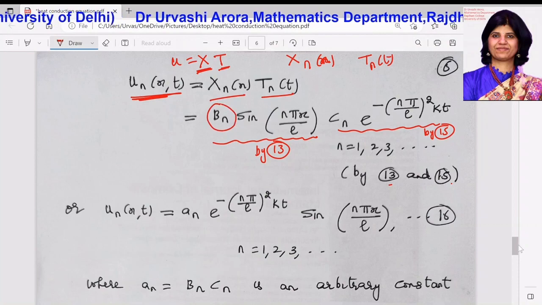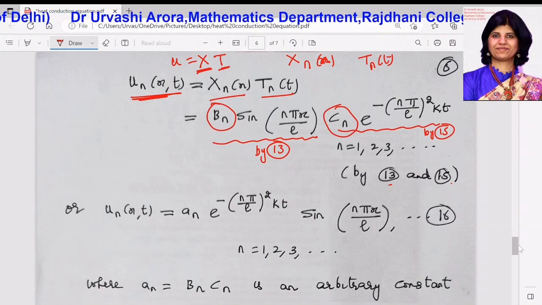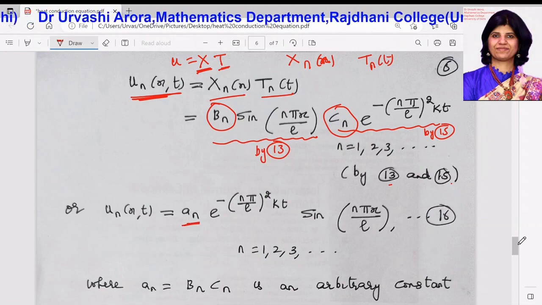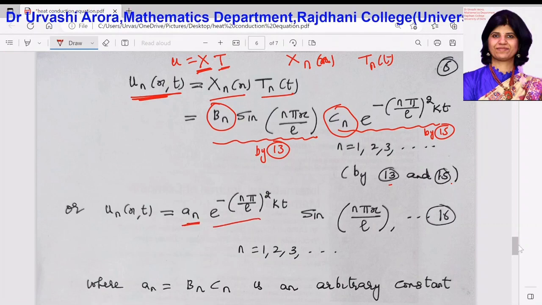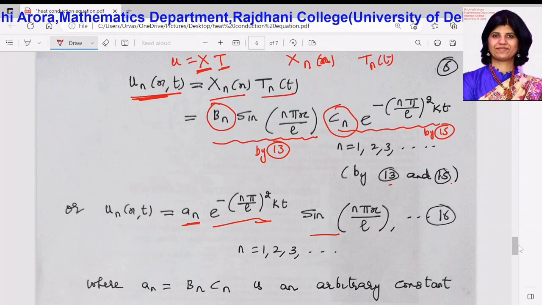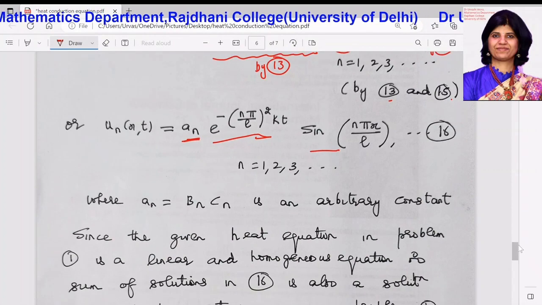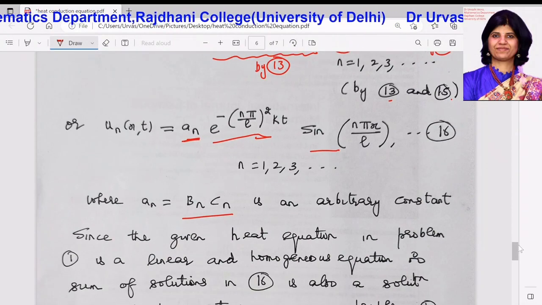Now these two arbitrary constants, the product of bn and Cn, can be considered as another arbitrary constant, small an, and there is an exponential term which I am writing first, and then there is a sine term. So this is the solution that we have marked as 16, where an is equal to bn Cn, an arbitrary constant.